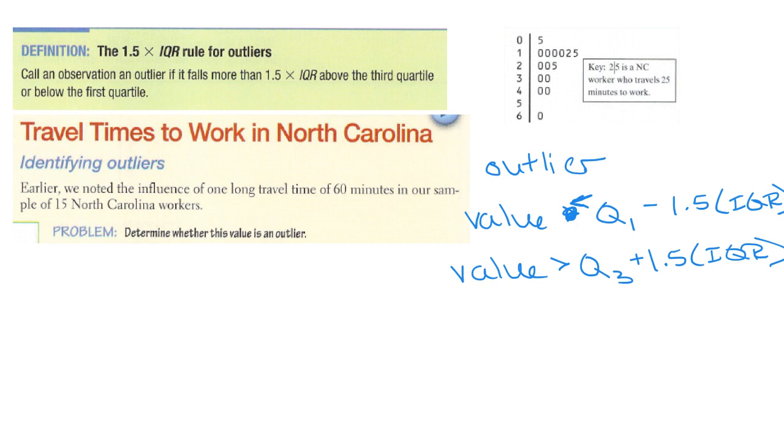Anything less than that or greater than Q3 plus 1.5 times IQR would be considered an outlier. So looking at your North Carolina example, we can try to determine if that one traveler that had 60 minutes is considered an outlier or not. To do that, I'm going to calculate my 1.5 times my IQR, and I'm going to add it to my Q3. I can subtract it from Q1, but we're only looking on the high side here. Right? So when we look at this, just a quick reminder of what our Q1 was, as well as what our Q3 is for this particular sample.